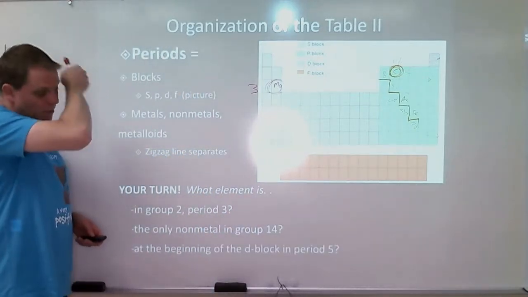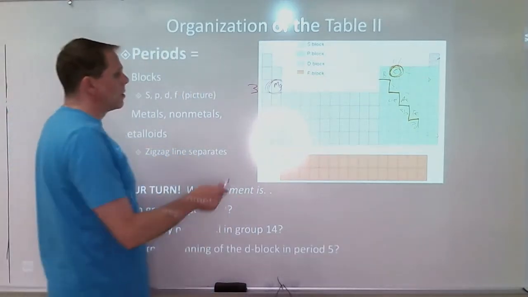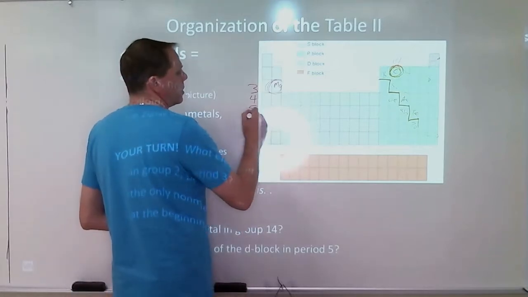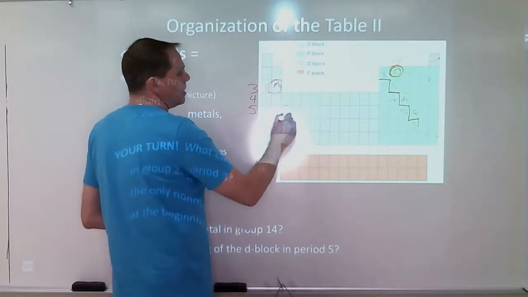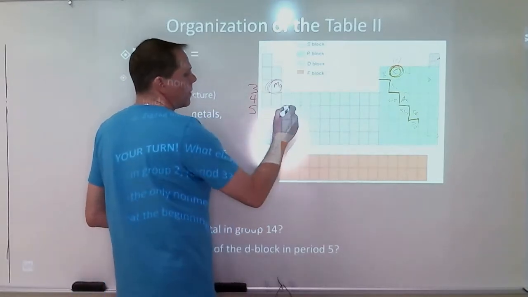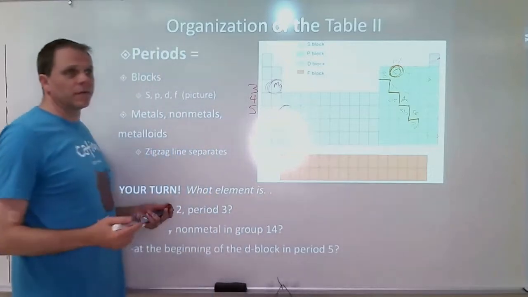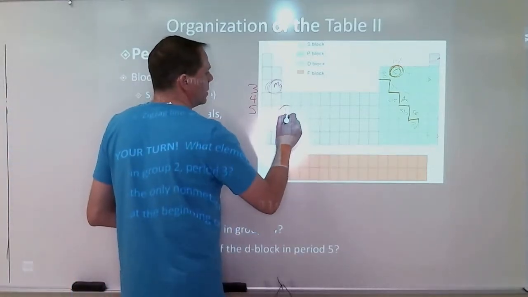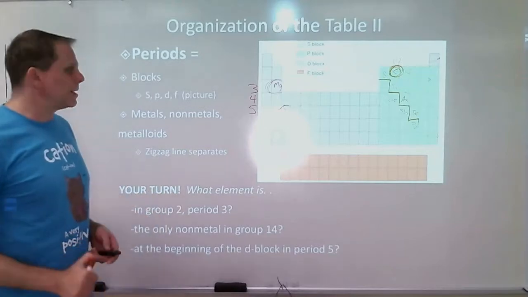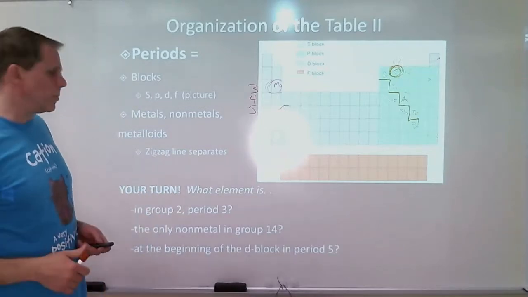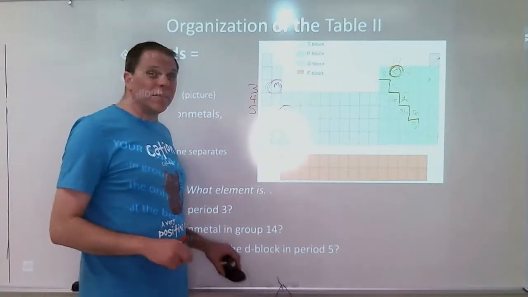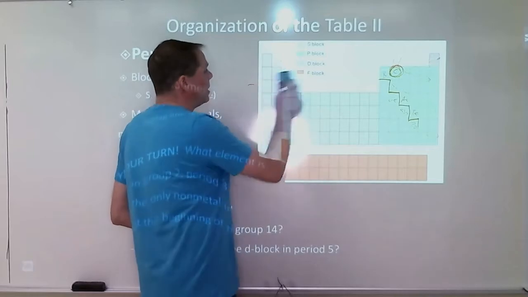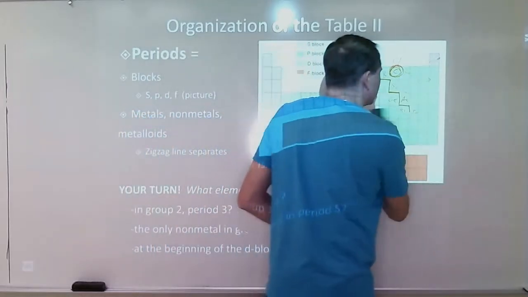What's at the beginning of the D block in period 5? All right, period 5. So there's 4, there's 5. The beginning of the D block. This is the D block in period 5. And so we've got to identify that element, and that is our good friend yttrium. Little Y there, right? Why is it called yttrium? Well, because it's one of the many elements that was named after Ytterby, Sweden. I think it's in Sweden.